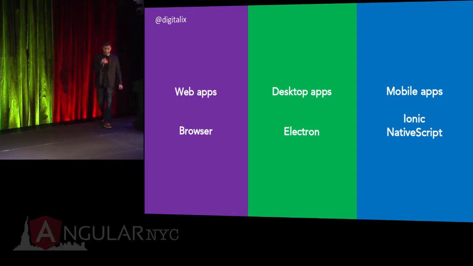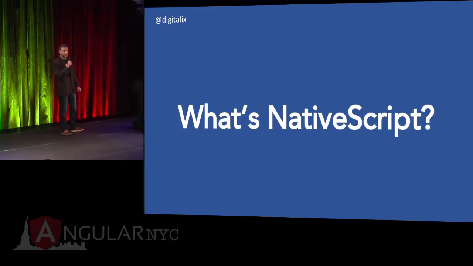Well, in 2017, you can do all these things with it. You can create web apps, desktop apps using Electron, and you can do mobile apps. Now, there's two options for mobile apps. You have Ionic and NativeScript.